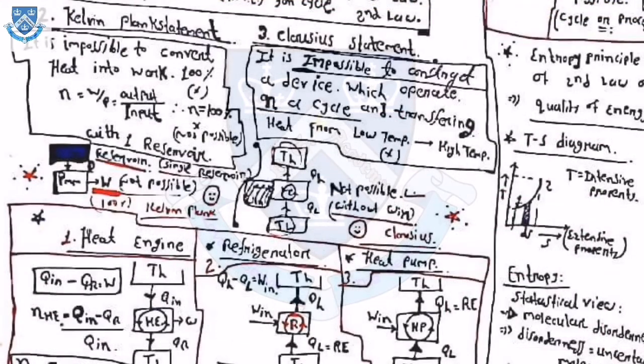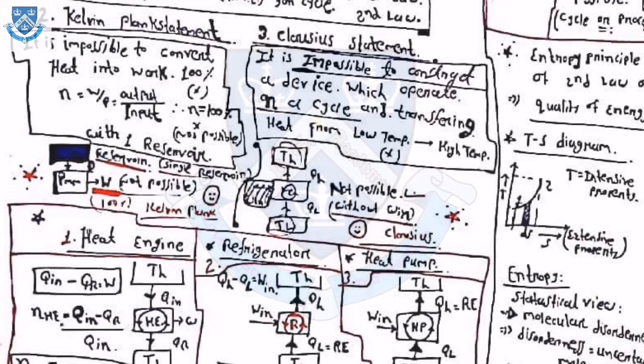Now, the Kelvin-Planck statement: it is impossible to convert heat into work 100%. Efficiency is equal to work upon Q input, so efficiency cannot be 100%. Kelvin-Planck applies with a single reservoir only. That is the condition for the Kelvin-Planck statement.